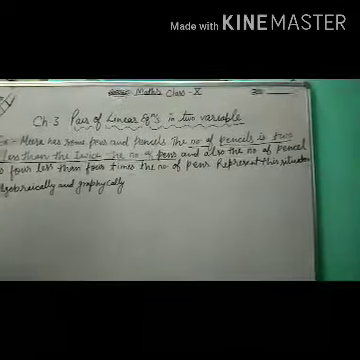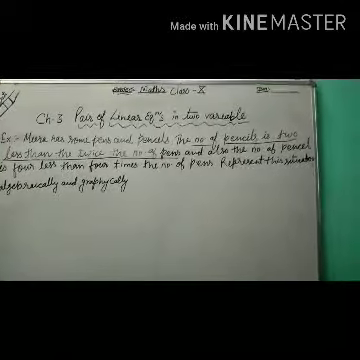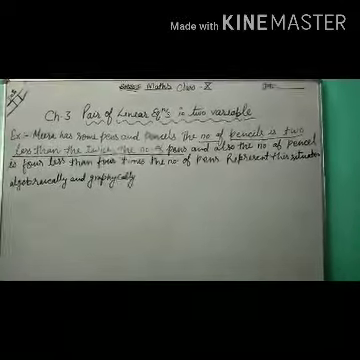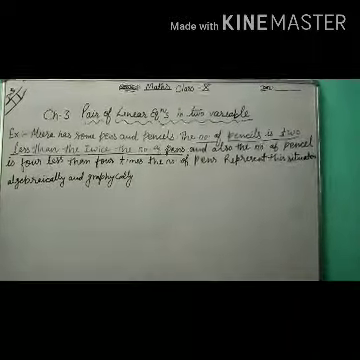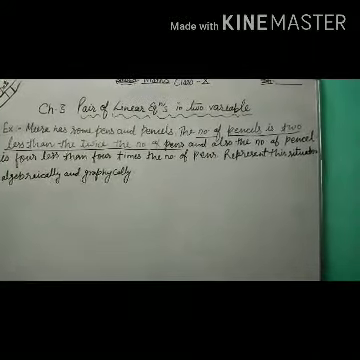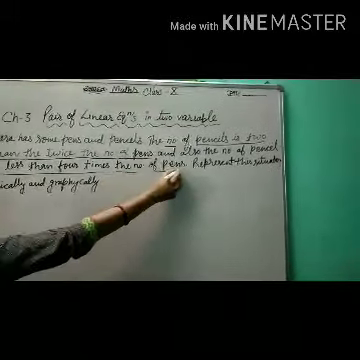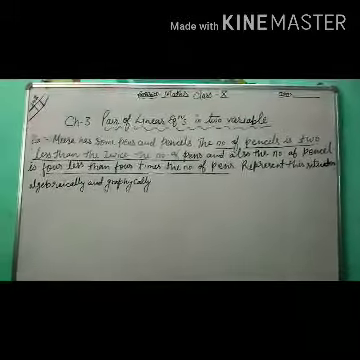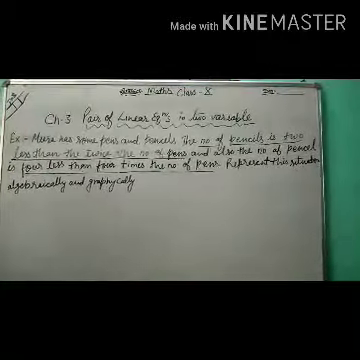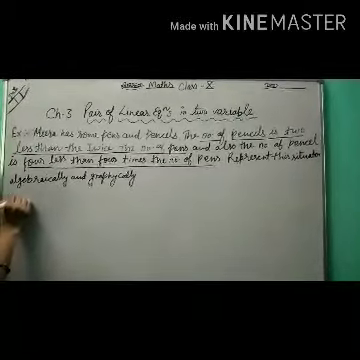In the first condition, what the question is saying, the number of pencils is 2 less than twice the number of pens, and also the number of pencils is 4 less than 4 times the number of pens. Represent this situation algebraically and graphically. Now, the solution we have here.